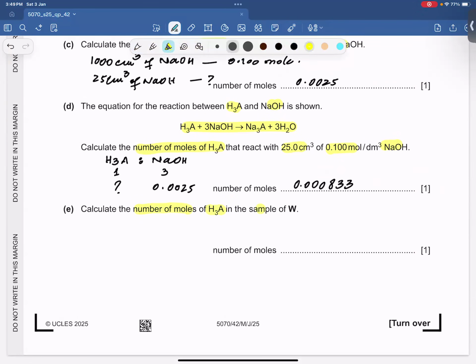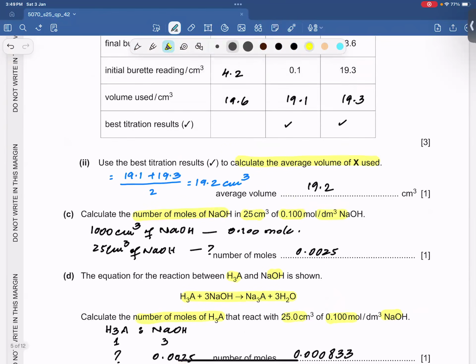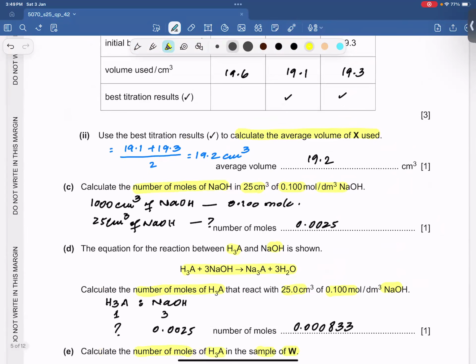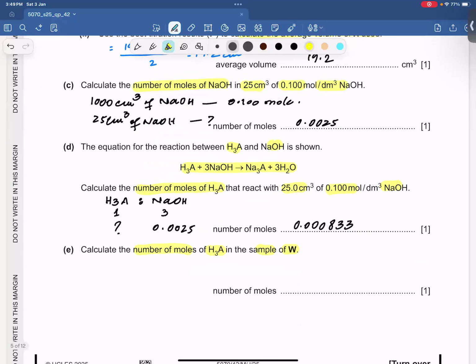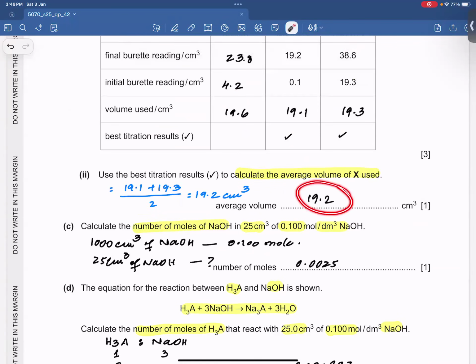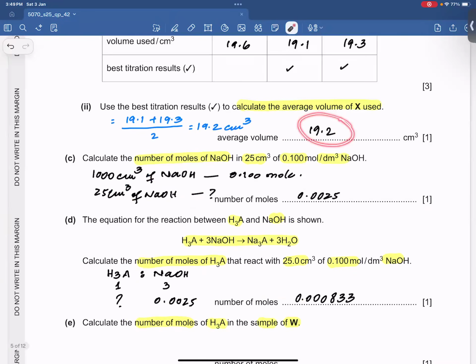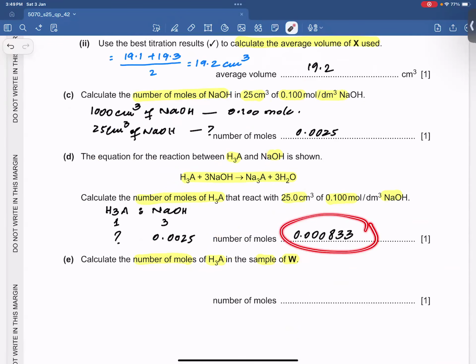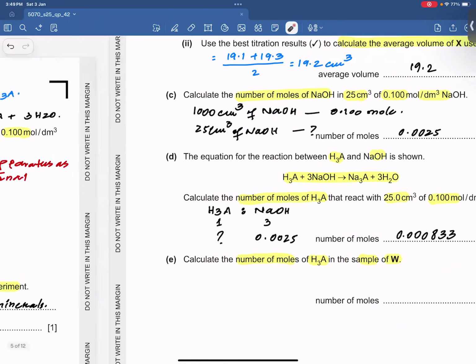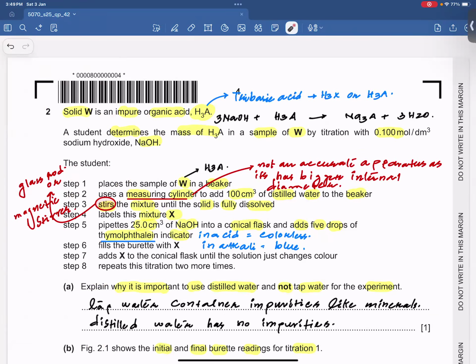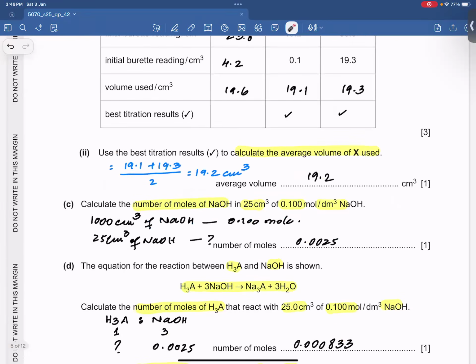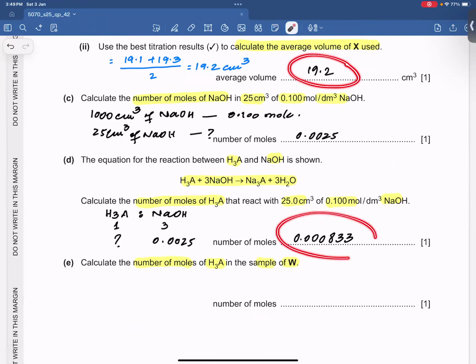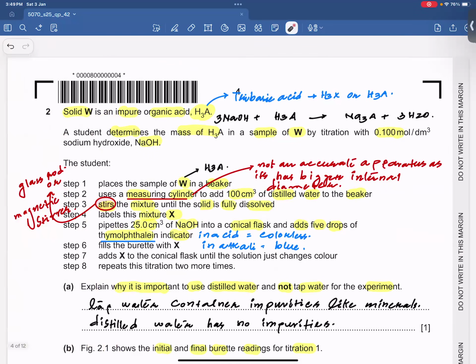Calculate the number of moles of H3A in the sample of W. In the sample of W, see, the average volume of X is 19.2, and we have got the moles of acid from here. So this moles, calculate the number of moles of H3A in the sample of W. Let me check. Okay. So this average volume contains this much moles of acid. And how much volume do we have? 100 cm3.